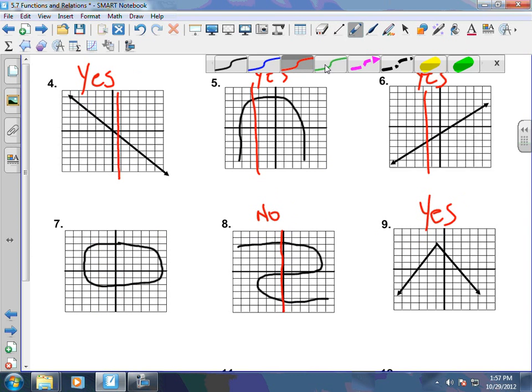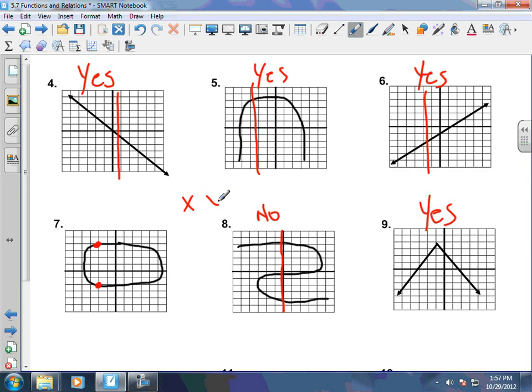Look at number 7. Right here is a dot on the x-axis. Right here is a dot on the x-axis. So if I do an XY table, what is the x value for this dot right here, guys? What is the x value for this dot? Not 2. -2. Guys, you go across the x-axis first. This value is -2. What's this value right here? -2. Now, what's my y value here? 1, 2, 3, 4.